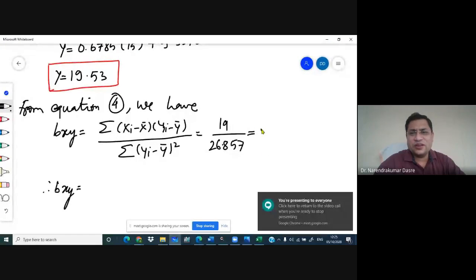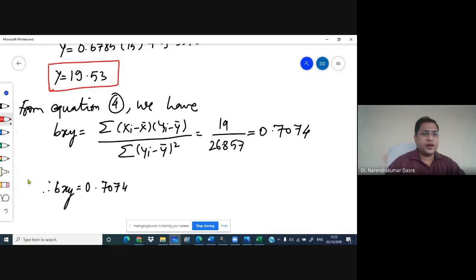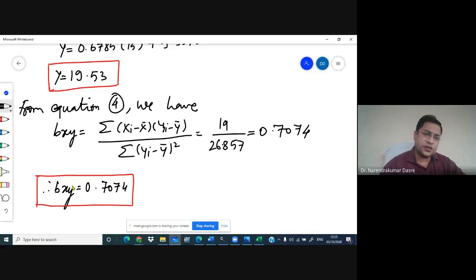0.7074. That's correct. You got it. Very good. Okay, so you are getting it now. Great, great. So it is 0.7074. That's the value we got for the regression coefficient of x on y.